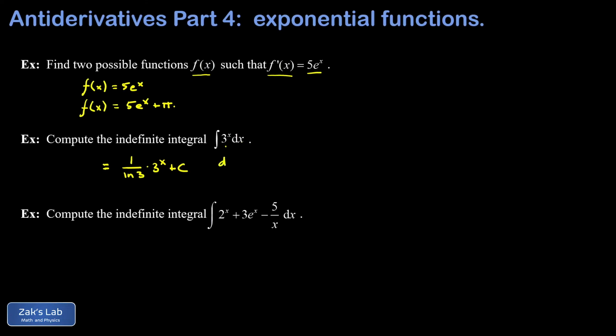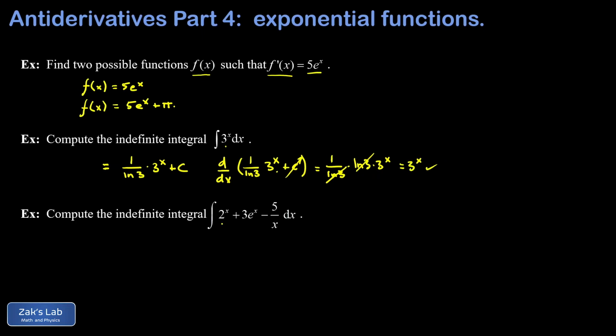I can take the derivative of this expression, and when I apply that derivative to the additive constant plus c, of course I get 0 out of that. The 1 over natural log 3 is a spectator when I differentiate the 3 to the x. And when I differentiate 3 to the x, I get natural log 3 times 3 to the x. Everything was set up to cancel out neatly, and I get the 3 to the x that I started with.